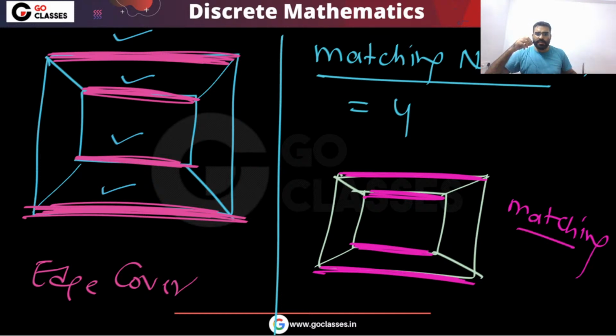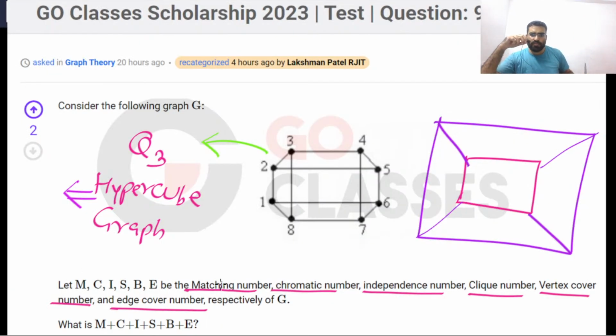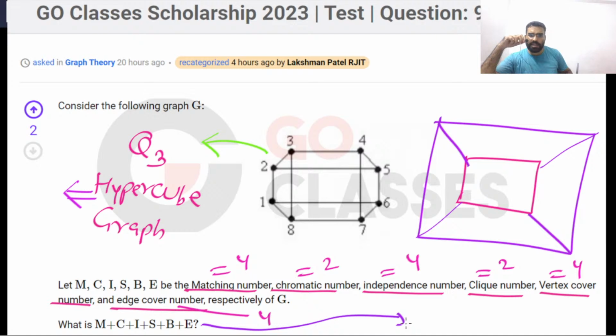So we have seen everything. So finally, what will the answer be? Matching number is 4. Chromatic number is 2. Independence number is 4. Clique number is 2. Vertex cover number is 4. And edge cover number is 4. So tell me your final answer. If you add all of them, that will be 20. So the answer is 20.